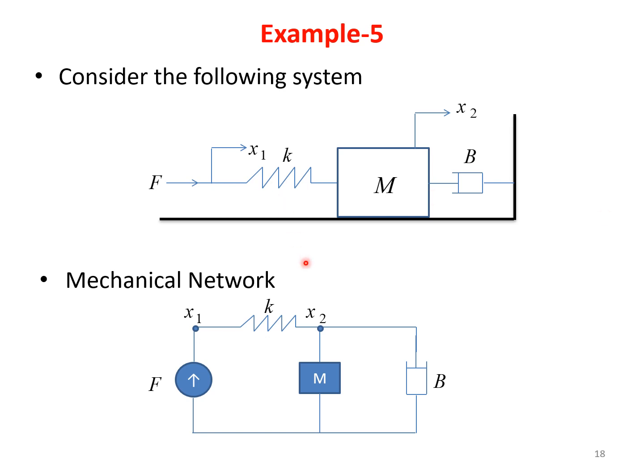Now this is an example of a translational system with two displacements. Here we have the displacement x2, and this is the dashpot. So x1 and x2 are the two displacements, each considered as a node. x1 is directly connected to the force F, and k comes in between the two displacements x1 and x2. So I am putting my spring constant here, and mass is connected only to x2, and the dashpot is also connected only to x2. So this is a mechanical network.